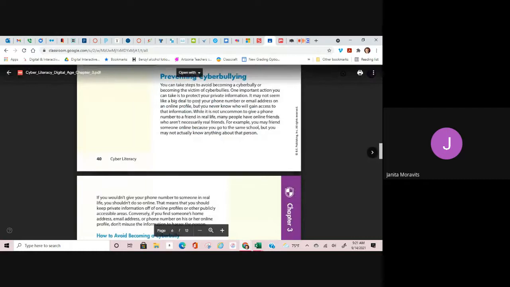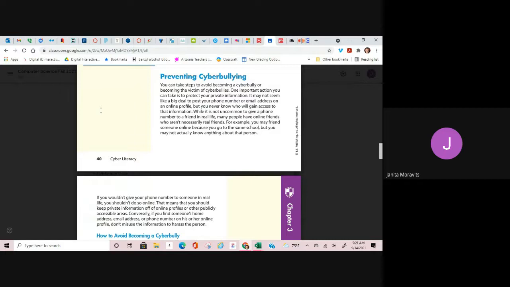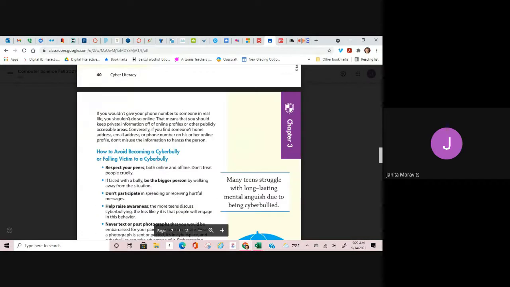Preventing cyberbullying. You can take steps to avoid becoming a cyberbully or becoming the victim of cyberbullies. One important action you can take is to protect your private information. It may not seem like a big deal to post your phone number or email on an online profile, but you never know who will gain access to that information. While it is not uncommon to give a phone number to a friend in real life, many people have online friends who aren't necessarily real friends. For example, you may friend someone online because you go to the same school, but you may not actually know anything about that person. This is the important part right here.